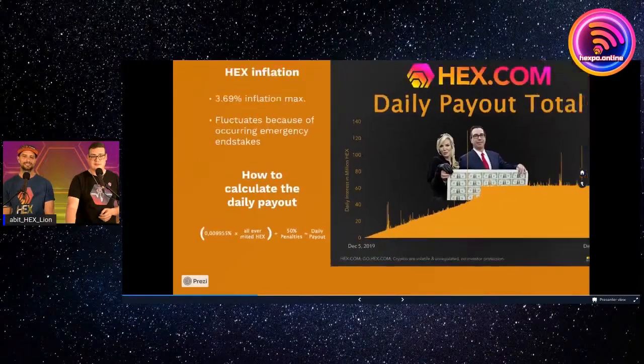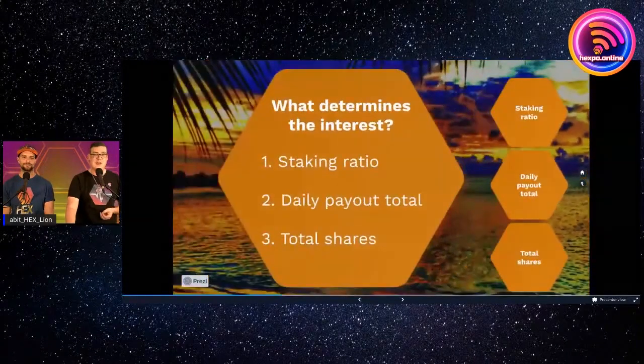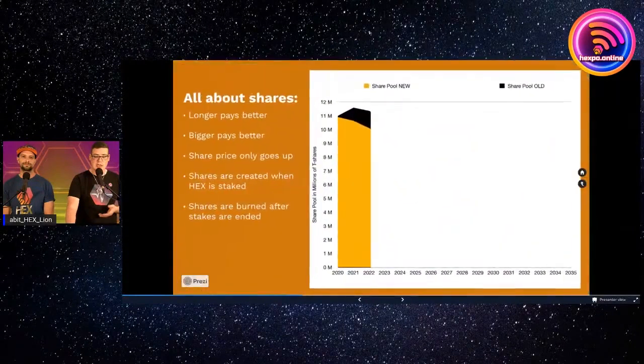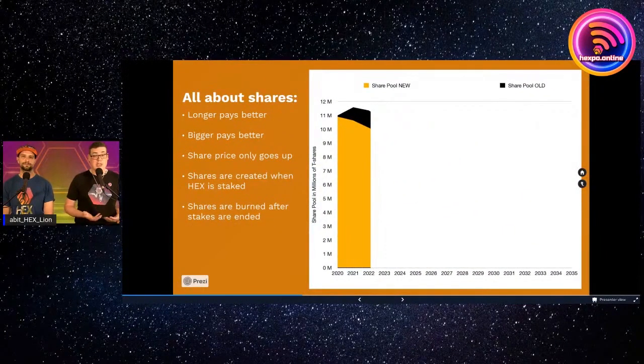Sure, and the next one is the third determining factor, the total shares. So let's have a look at the total share pool. Generally speaking, about shares, we have two functions here. We have the longer pays better function and we have the bigger pays better function. With the longer pays better function, you can get up to 3x your T-shares for staking for the longest amount of time, so 10 years or longer.